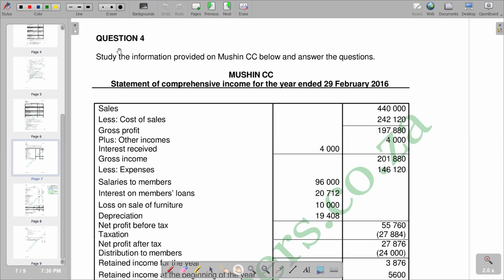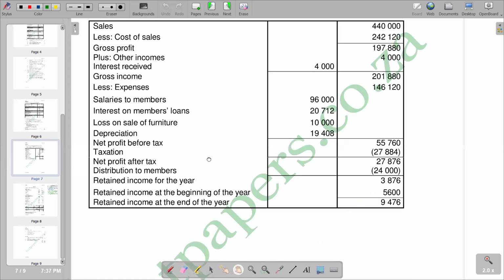So we have question 4 that we want to look at here, which reads: study the information provided on Maersk Close Corporation below and answer the questions. We're given the statement of comprehensive income for the year ended 29 February 2016. So you need to go through this statement of comprehensive income.